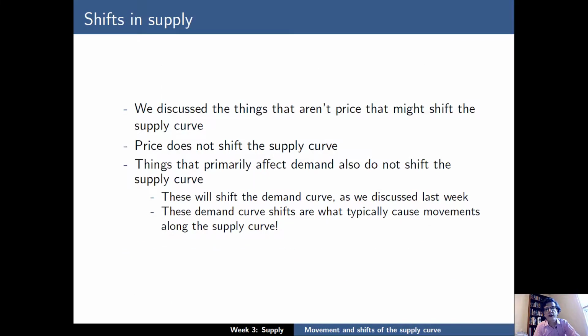So we discussed the things that aren't price that might shift the supply curve. For instance, price does not shift the supply curve. We have movement along the supply curve. Also, things that primarily affect demand also do not shift the supply curve. These will shift the demand curve, and these demand curve shifts cause movement along the supply curve. So usually one curve shifts, and that causes movement along the other curve.